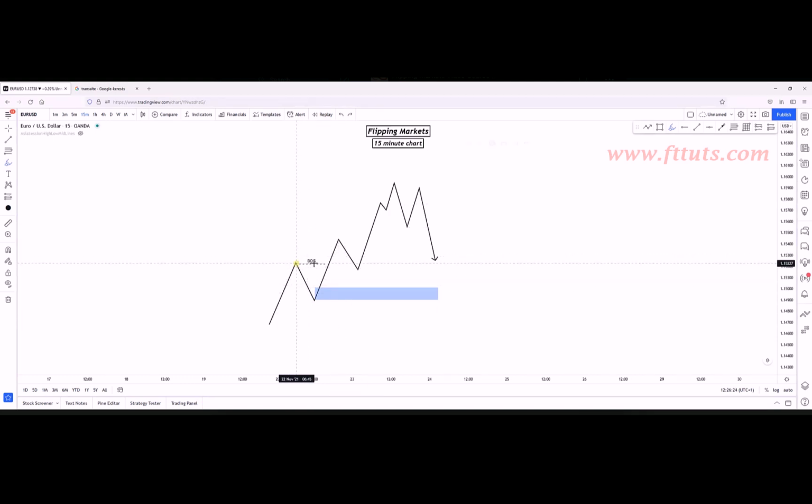As you can see, this broke structure to the upside, so it will be a valid demand zone. The third criteria will be, it has to create or collect liquidity, but we'll talk about that later. Okay, we have the first demand zone right here. As you can see, price created another break of structure here on the upside. And let's say this also created an inefficient move. Okay, we have the second demand zone right here.